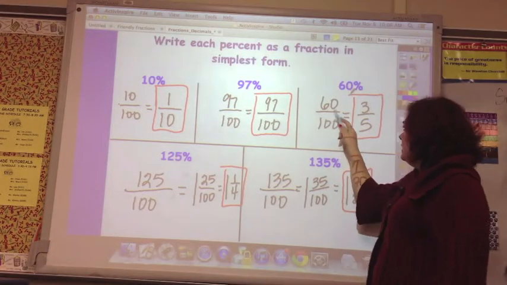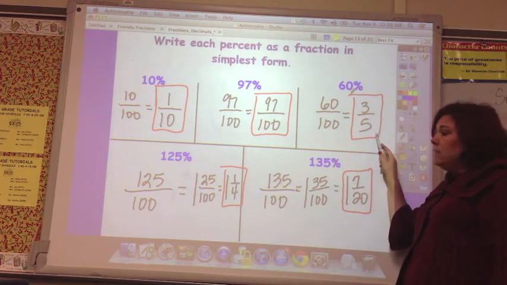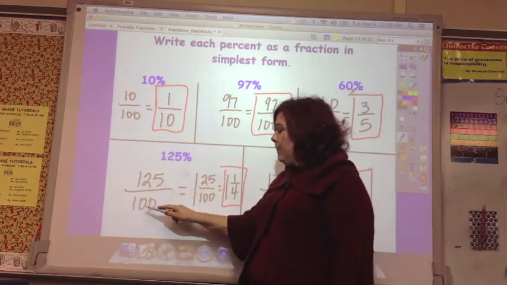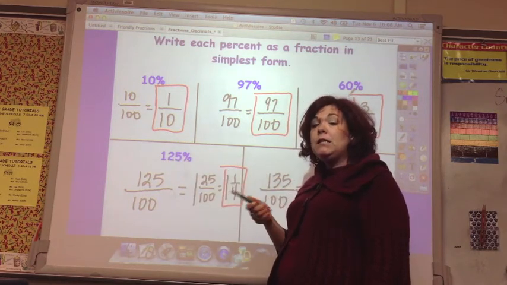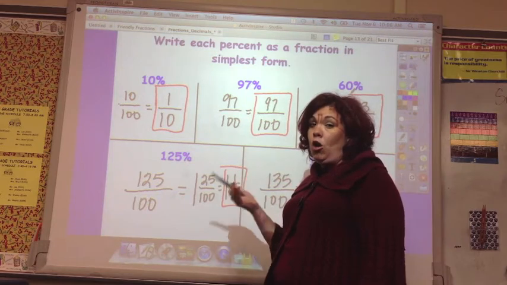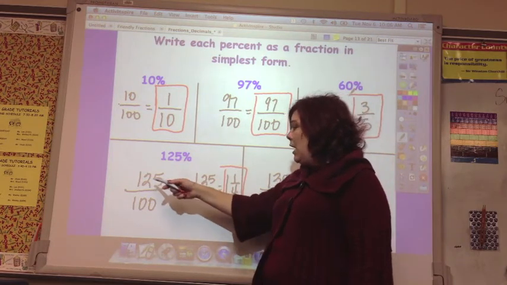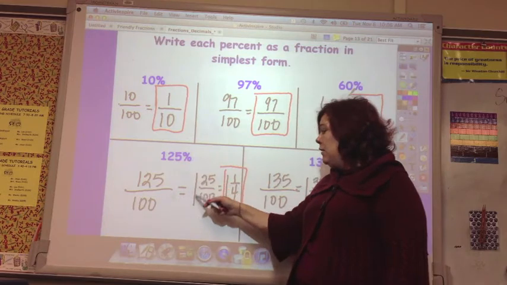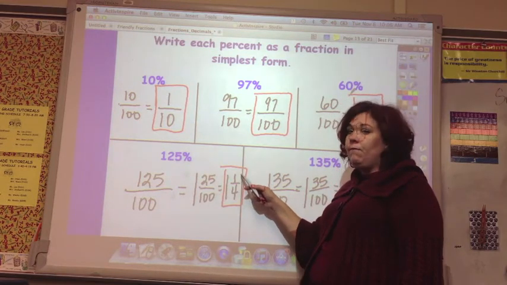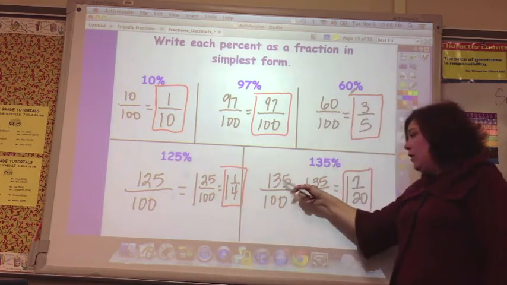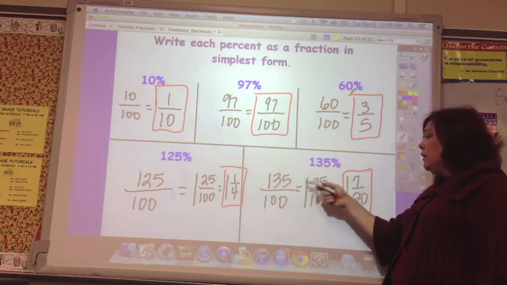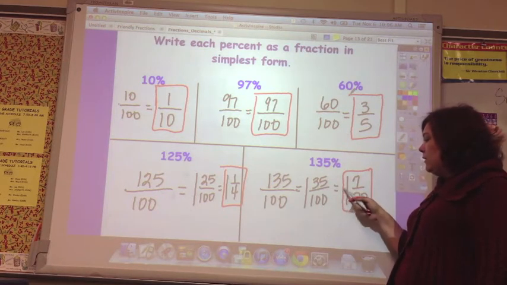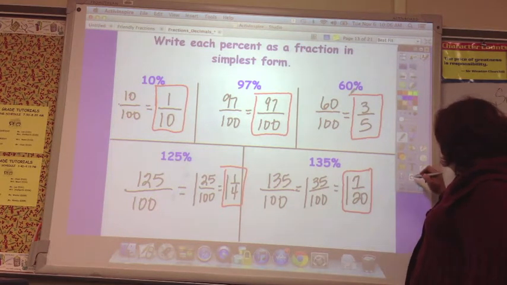This is already in simplest form, so it's 97 hundredths. This simplifies all the way down to 3/5. This is an improper fraction. Anytime you've got a number greater than 100%, it's bigger than 1 whole. So this is 125%, so you divide that and you get 1 and 25 hundredths, which simplifies to 1 and 1/4. 135 hundredths, bigger than 100%, so you're going to have a whole number, simplifies to 1 and 35 hundredths, or 1 and 7/20ths.